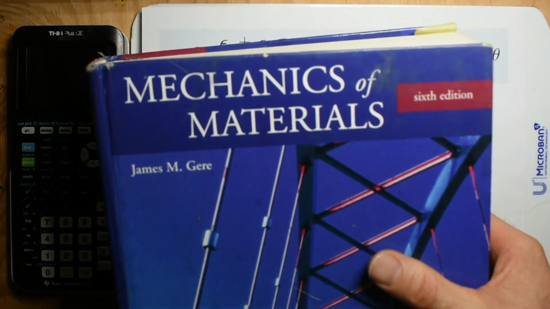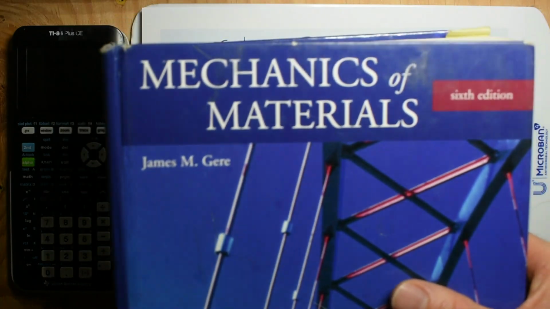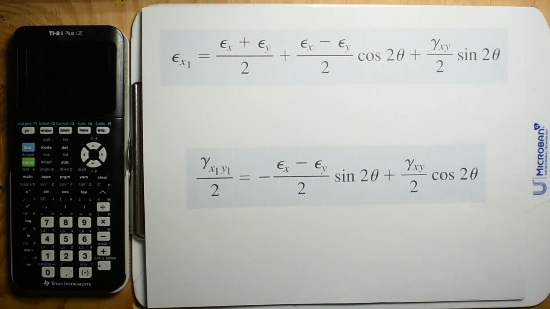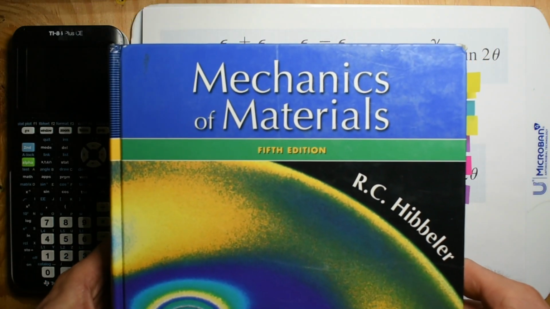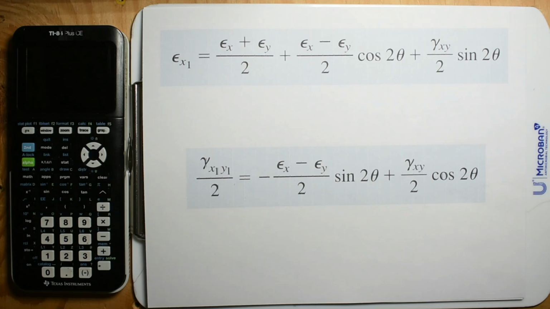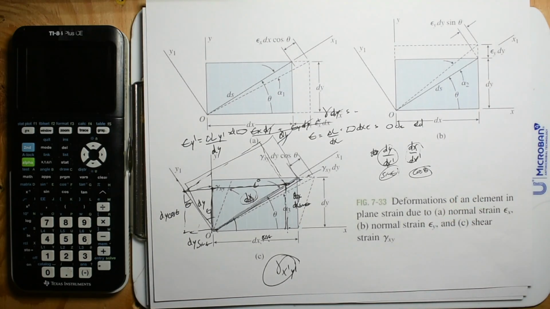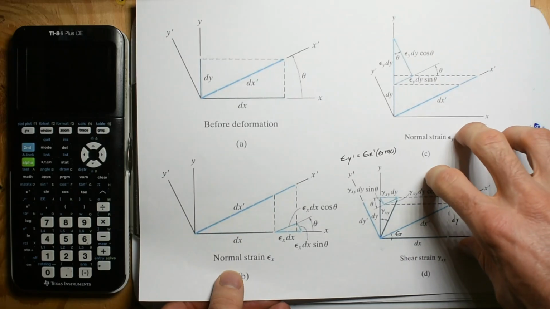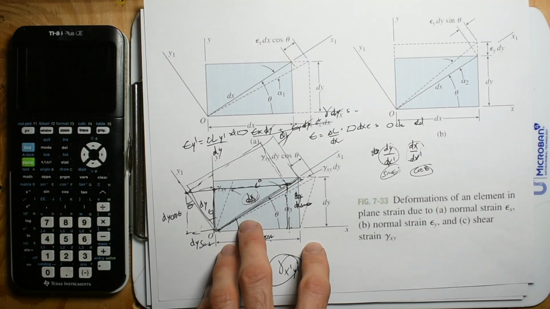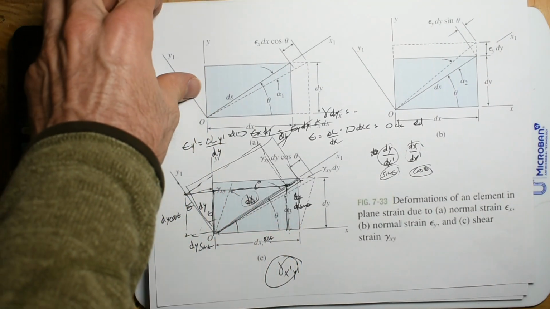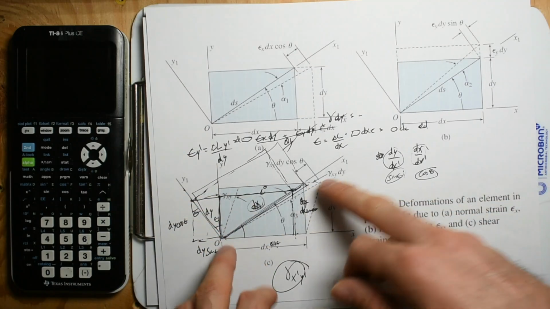So I even got a couple books here. We've got Mechanics of Materials by Gere, and then we have Mechanics of Materials by Hibbler. They each have their own way to describe what's going on. This is Hibbler, and then this is Gere. But they still just use a diagonal.